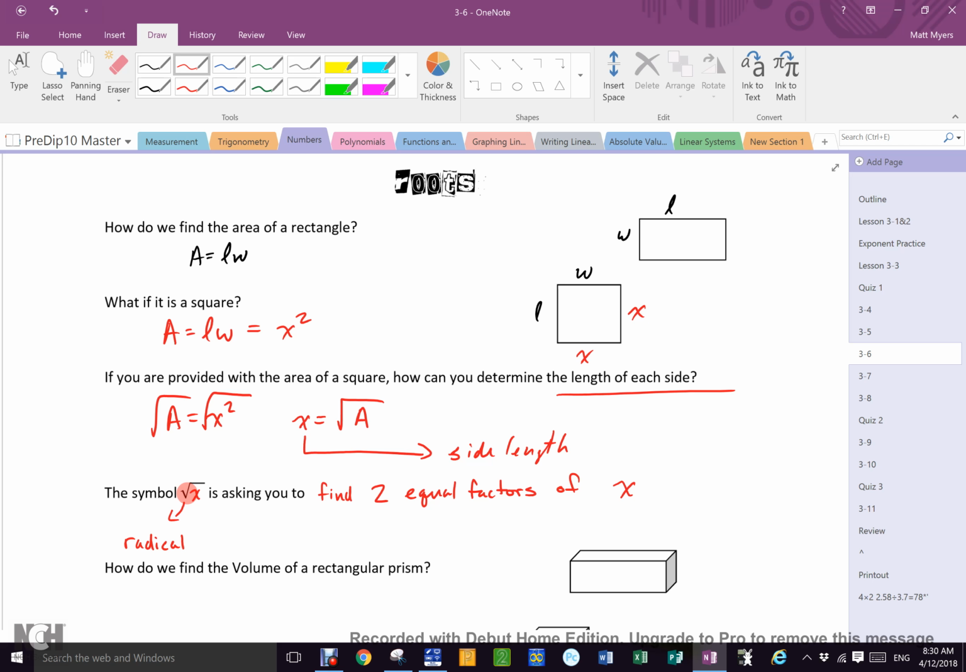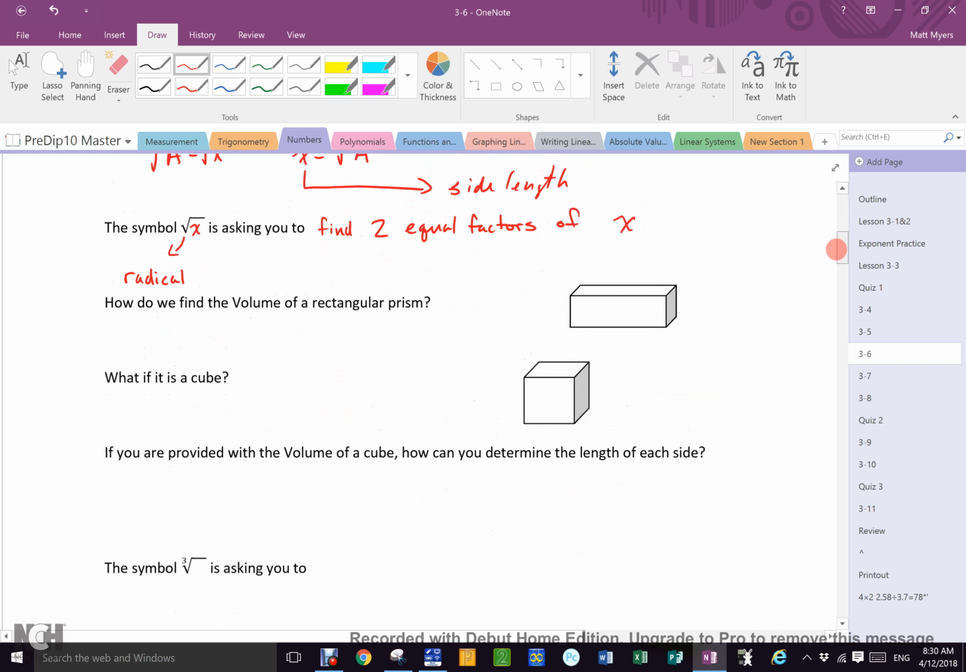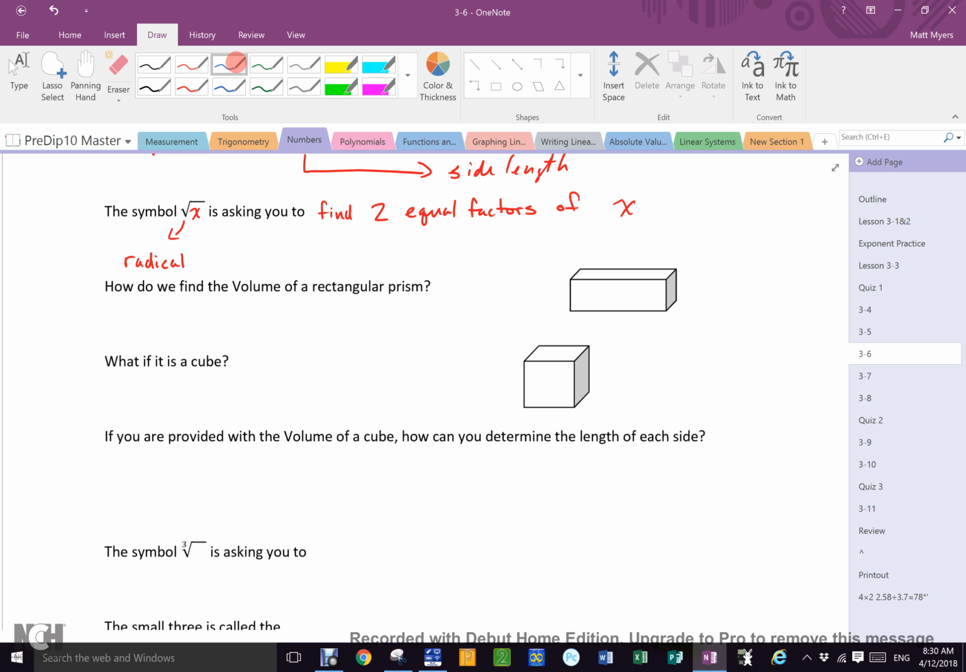Original. Right. So, Jalem has already explained to us how do we find the volume of a prism. LWH. Why is a cube a special prism? Because they're all the same. So the volume of a cube is still LWH, but since LWH are the same, it's the same as y cubed.